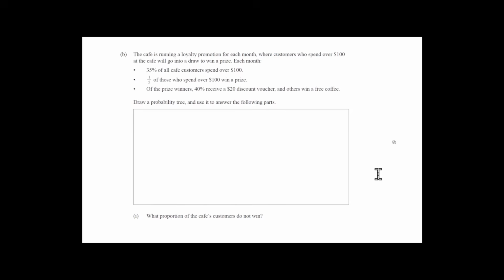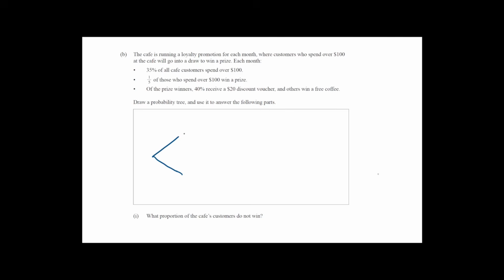Right, next question. The cafe is running a loyalty promotion each month where customers who spend over $100 at the cafe will go into a draw to win a prize. Each month, 35% of customers spend over $100, 1/5 who spend over 100 win a prize. 40% receive a $20 discount voucher, and the others receive a free coffee. What a scummy prize thing.